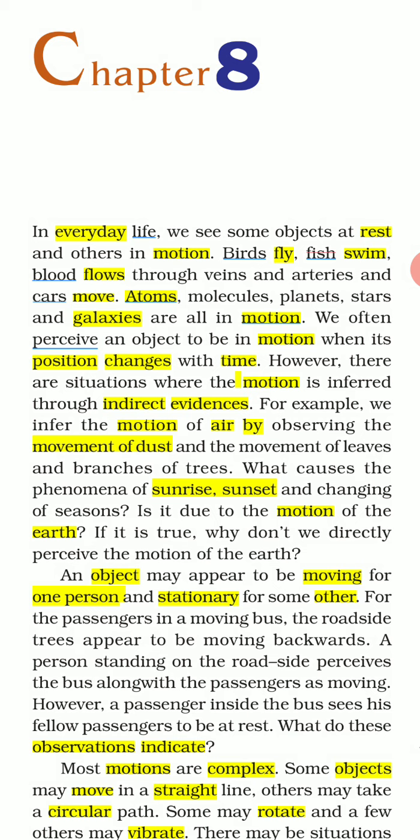So, the same tree appears to be at rest for a person who is beside it, and the same tree appears to be moving for the person who is sitting in the bus. So, this rest and motion are completely dependent, or not absolute, we say. According to the observer's observation, this rest and motion can be indicated.